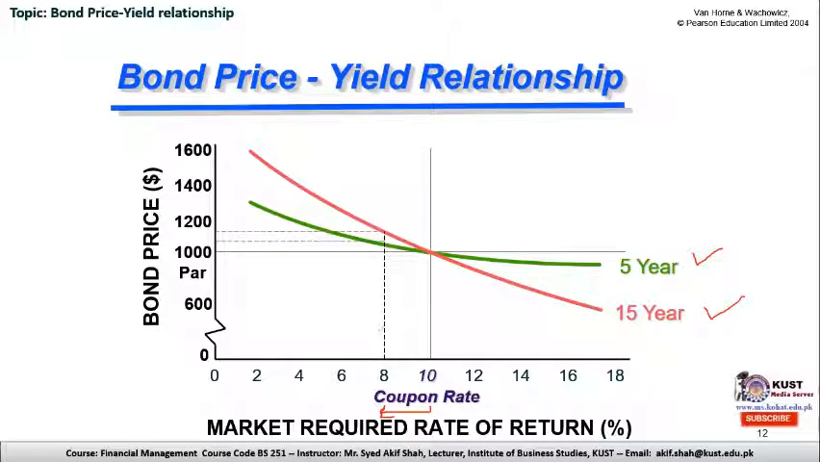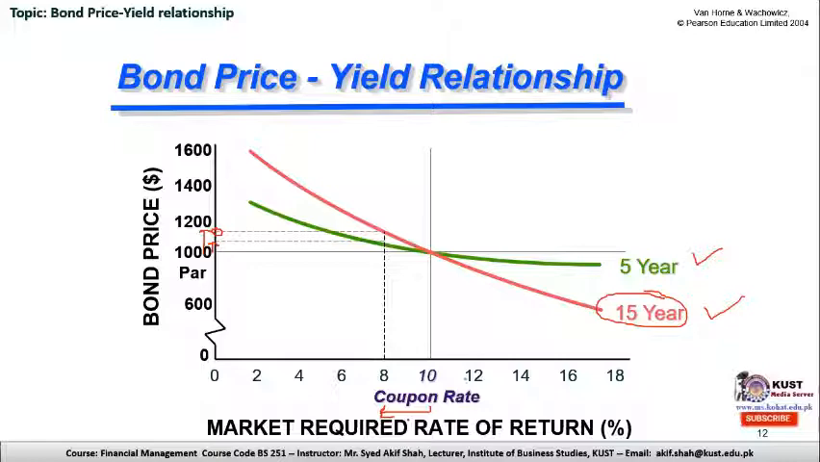So we can see that the green graph, which is pertinent to the 5 years maturity bond, its price will jump from 1000 to this point. However, the red graph, which is relevant to the 15 years maturity bond, will intersect at this particular point. So we can see that there will be a greater change in the bond price having a greater maturity or time period with a given change in the market required rate of return.